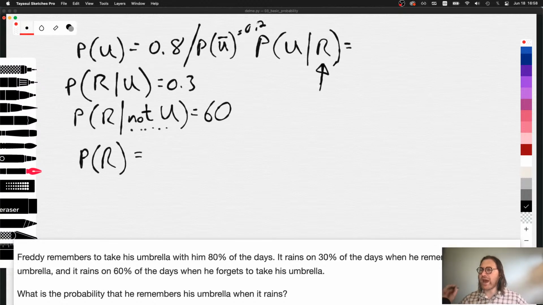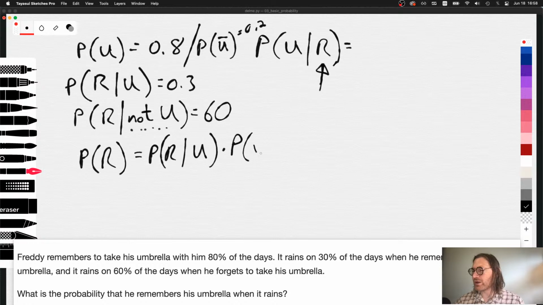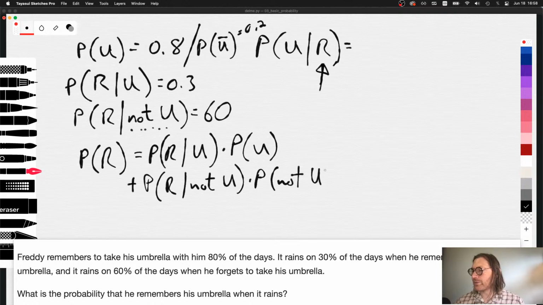So with that, we have all the weights we need to compose the probability of rain. The probability of rain is going to be the probability of rain given umbrella multiplied by the probability of umbrella, and we add to that the probability of rain given not umbrella multiplied by the probability of not umbrella. So we have everything we need to do this.